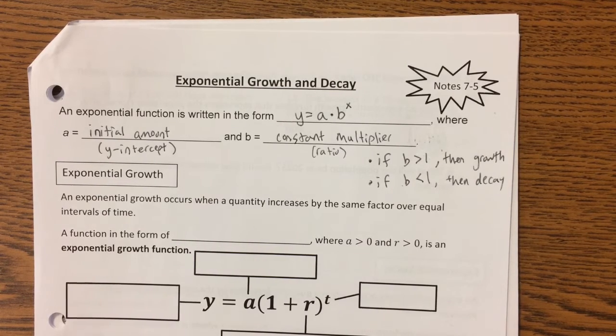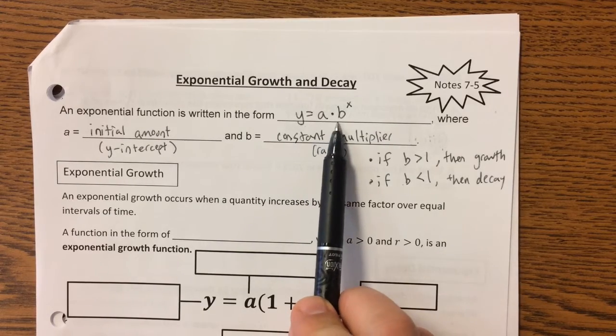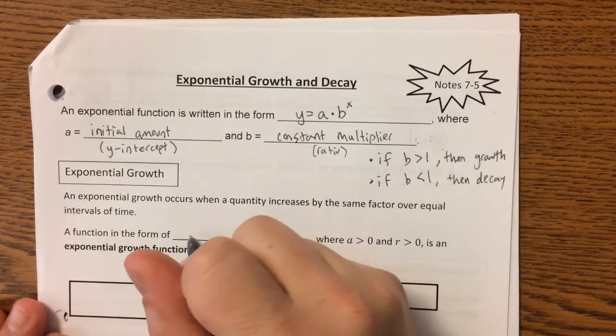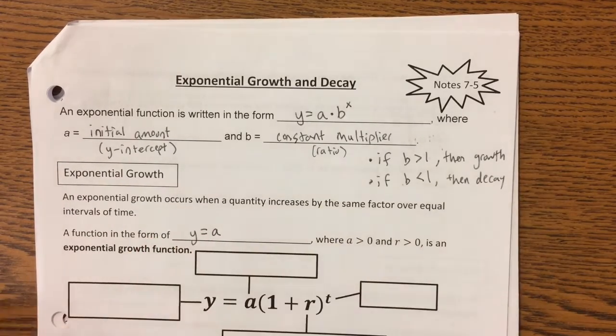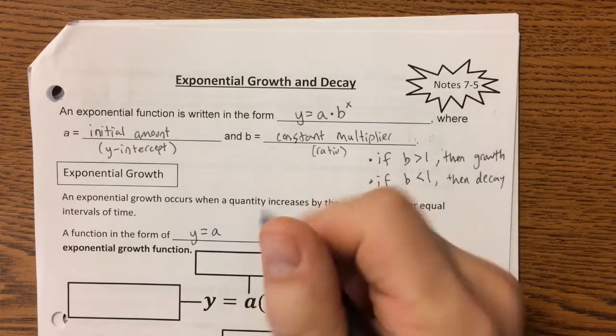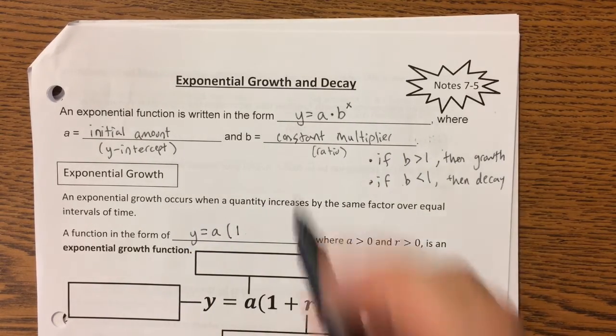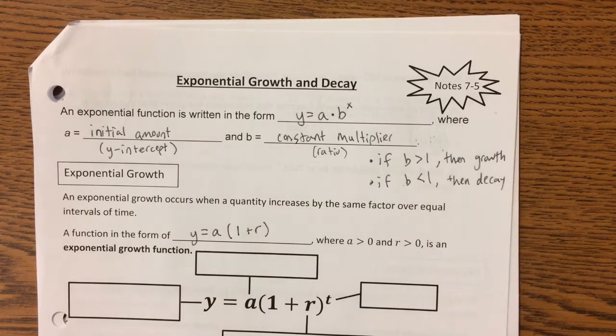So let's start with growth. Okay, so growth occurs when a quantity increases by the same factor over equal intervals of time. So what we're going to do is kind of break down this y equals a times b to the x into two separate equations, one to represent growth and one to represent decay. So for growth, we're going to write the function in this form, y equals a. So I'm going to let a be what it is. And then instead of writing b, I'm going to write 1 plus r.